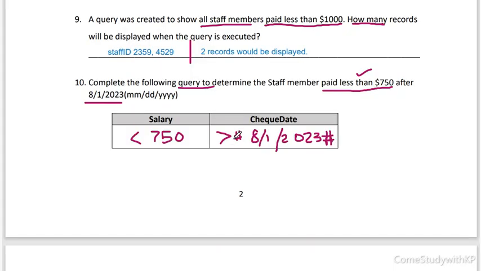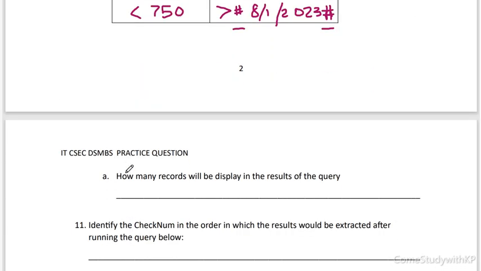The number sign here, surrounding the date, is so that we can distinguish between a string value as opposed to a date. So Access recognizes that this value entered is a date, right? And that would be the answer for number 10.